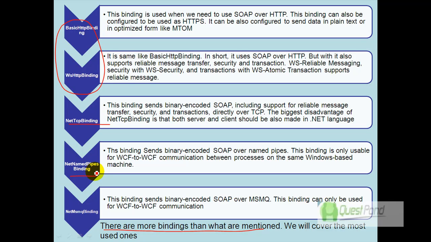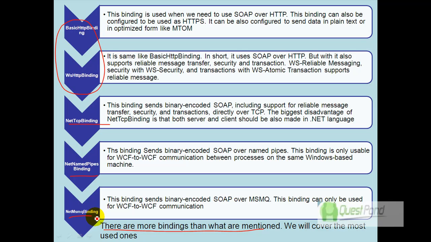In case you want to send your SOAP message between two WCF processes in the same PC, then net named pipes binding is the way to go. If you want to send your SOAP message over MSMQ and you want to support asynchronous communication, then net MSMQ binding is the way to go. Okay, so these are the basic 5 types of bindings, and as I said, there are more bindings than this, but we will not be covering those.